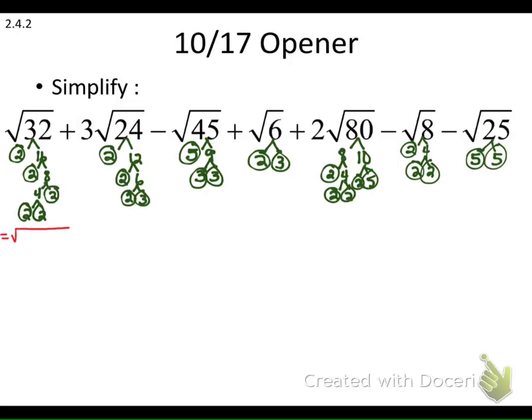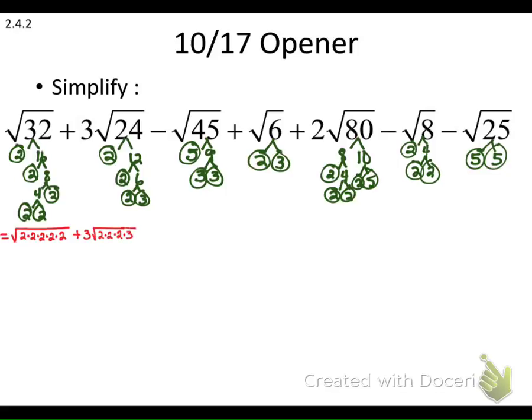2 times 2 times 2 times 2 times 2. How many 2s? 1, 2, 3, 4, 5. Okay, now what do I bring down? This is all you. This is your step. Plus the 3. Good job on remembering to bring your coefficient, then your square root. What goes under your square root? 2 times 2 times 2 times 3.